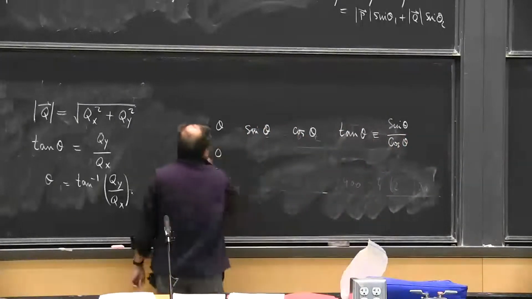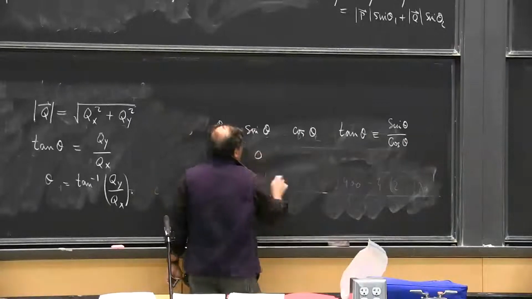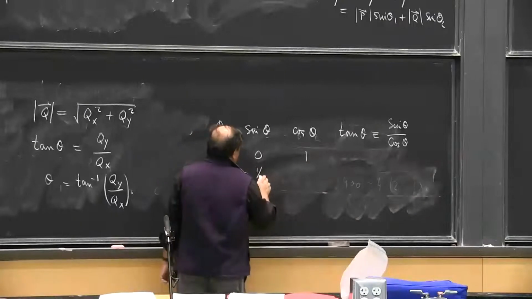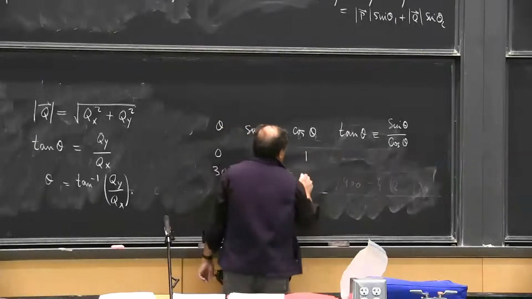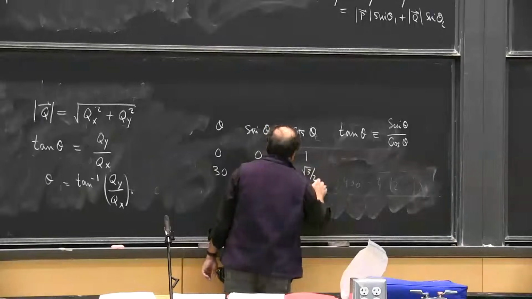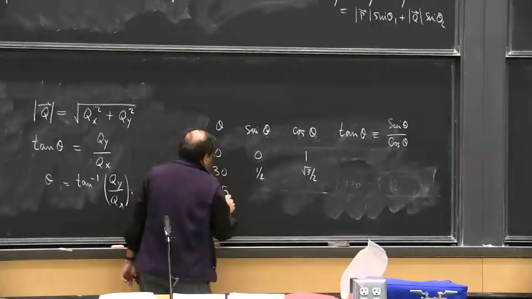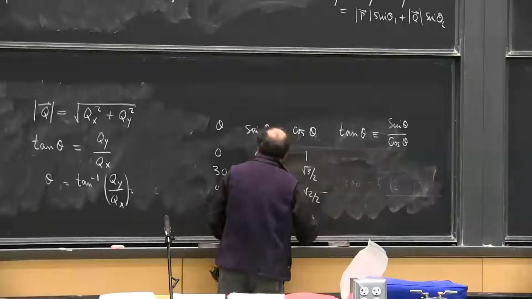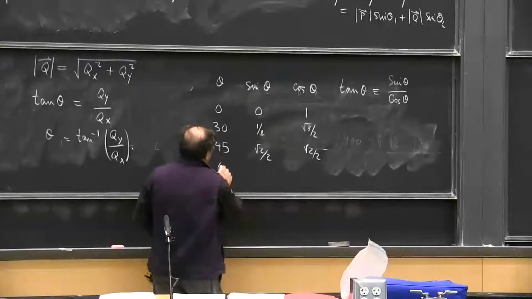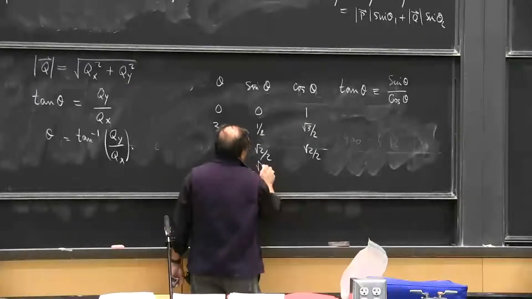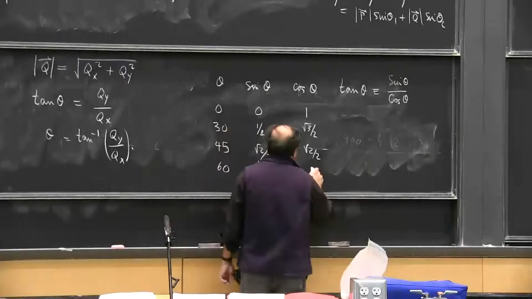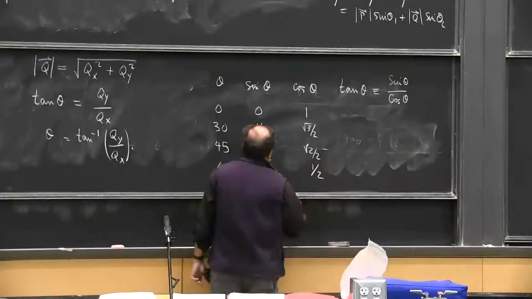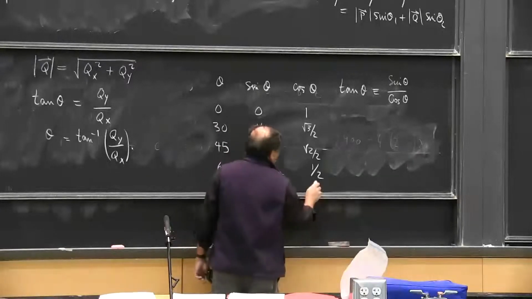So theta is 0. Turns out that sine is 0, cos is 1. Theta is 30: sine 30 is half, cos 30 is root 3 by 2. 45: both are root 2 by 2. This you've got to know. All these. 60: sine is root 3 over 2, cos is half. And 90, sine is 1 and cos is 0.